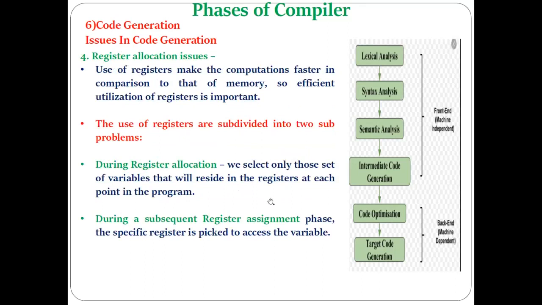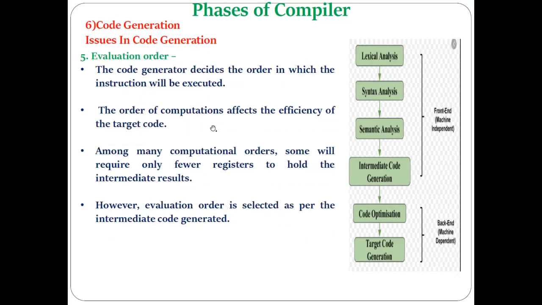Then fourth issue we have seen regarding the register allocation, how the registers can be utilized so that your computation can be faster. As you know, registers are faster than the memory. Okay. So register allocation and register assignment can be done, where in the register allocation, we first choose the variable to put in that register, whereas in the register assignment, the choice of register is done first and then the variable gets selected. Then fifth issue we have seen, which order of the execution of instructions must be selected.